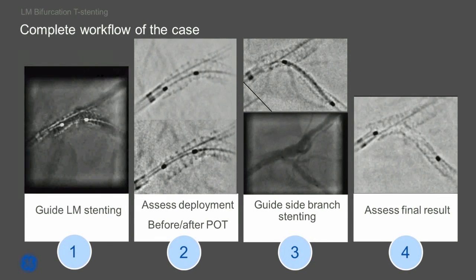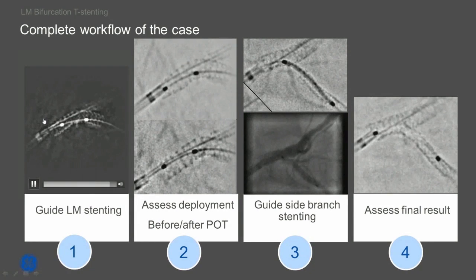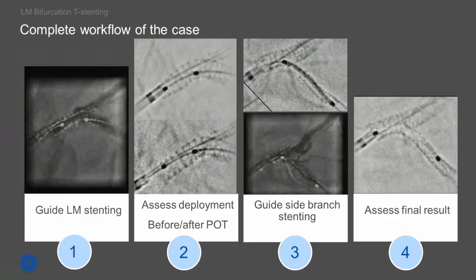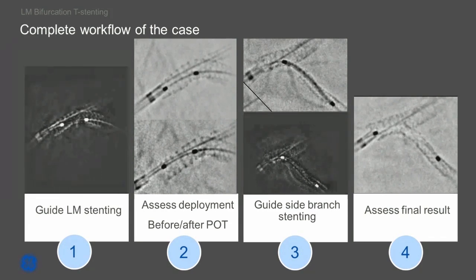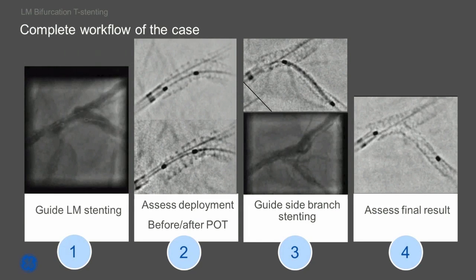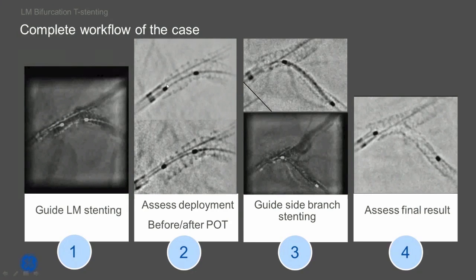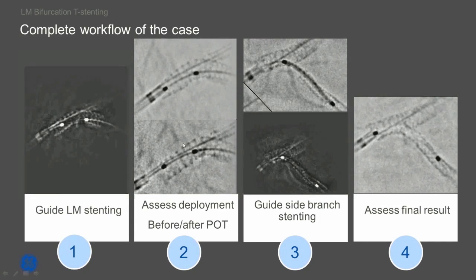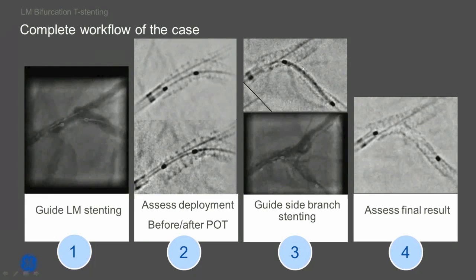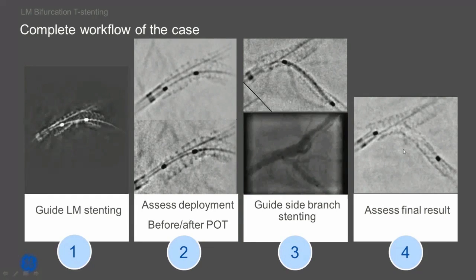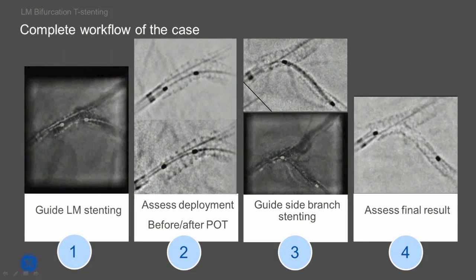Here we have all the steps of this procedure. First of all, checking that the balloon is well positioned for the POT technique and the relation between the balloon and the carina. Here we assess that the stent was well open on the proximal part. Here the stent was not open. After the POT, it was well open here, and then we check the position of the second stent on the bifurcation to optimize this position, and then assess the final result on this complex lesion of the left main.